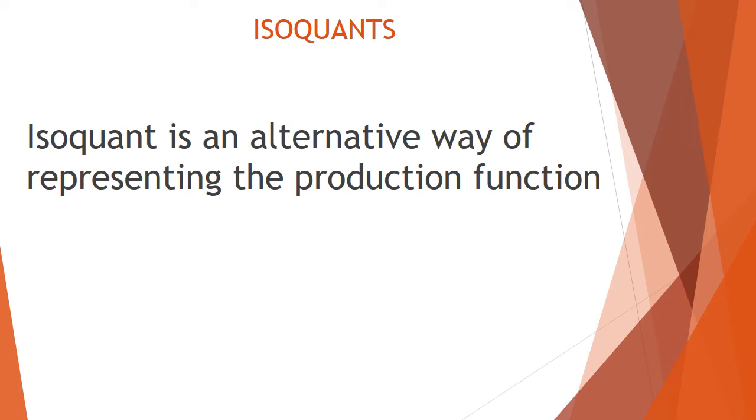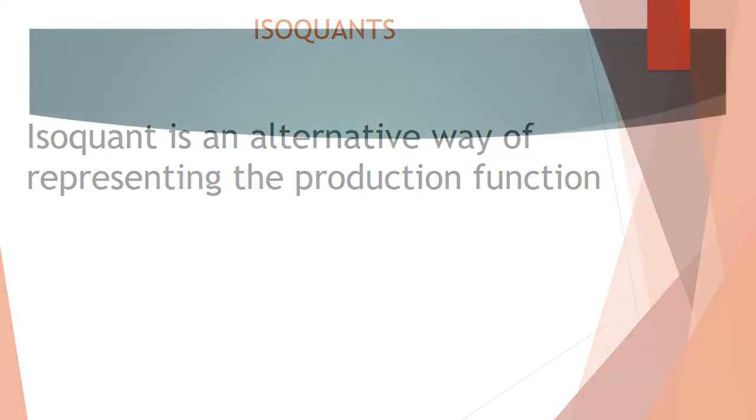Coming to the next concept, isoquants. In chapter 2, we have learnt about indifference curves. Here we introduce a similar concept known as isoquant. Isoquant is an alternative way of representing the production function. Now let us go in detail about isoquants.